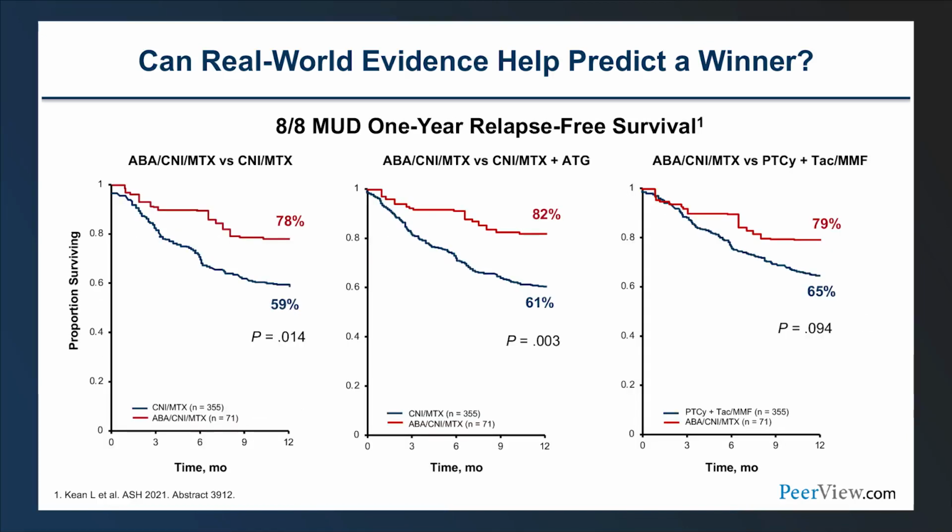So this is out to 12 months, and you can see that CNI methotrexate abatacept, actually this is relapse-free survival, led to improved relapse-free survival compared to our standard CNI methotrexate or CNI methotrexate ATG, and a trend towards improvement. And you can see the leveling out there with abatacept compared to PTCY plus TAC, methotrexate, MMF, really suggesting that abatacept should be considered when you have these tough transplants to do.